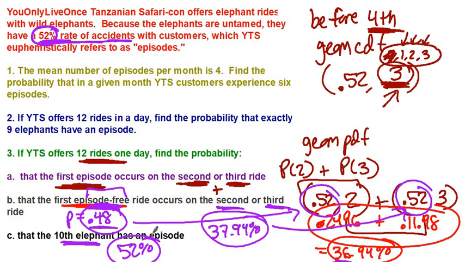That's the trick. It's not saying what's the chance of having an accident before the 10th or on the 10th. It's just saying what is the chance that the 10th, just the 10th, has an episode, and it's the same chance as every other, 52%. So that is just a summary of the different types of distributions. Hopefully it makes a little bit more sense. If it's not perfectly clear, continue to practice, and it will start to make sense as you do more and more of those.